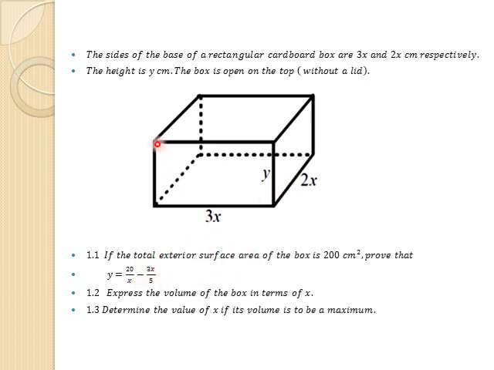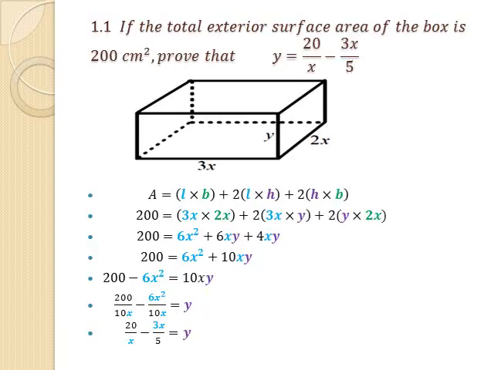So surface area, we simply assume it's each area. If we had to open this box, that side, that side, all the sides, we want to see what area it covers on the surface. Then 1.2, express the volume of the box in terms of x. 1.3, determine the value of x if its volume is to be a maximum. Alright, so without further ado, the total exterior surface area of the box is 200 centimeters squared. Prove that y equals 20 over x minus 3x over 5.